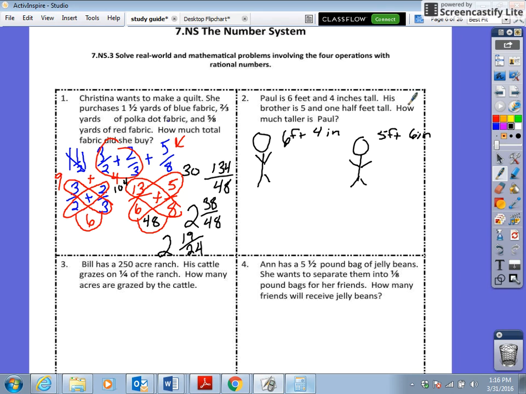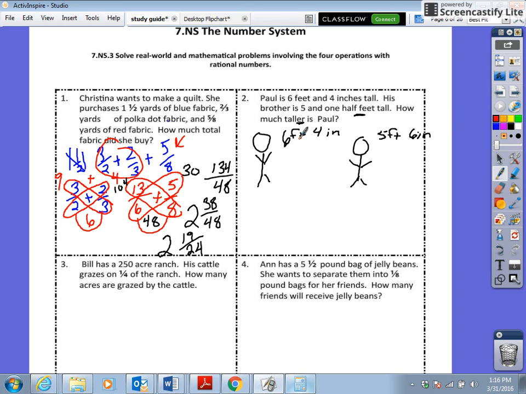Now, this word right here, how much taller is Paul, tells me straight away I'm going to be subtracting. So I'm going to see how much taller he is than him, okay? Well, the problem is I can't subtract 6 inches from 4 inches. So you actually do have to regroup.